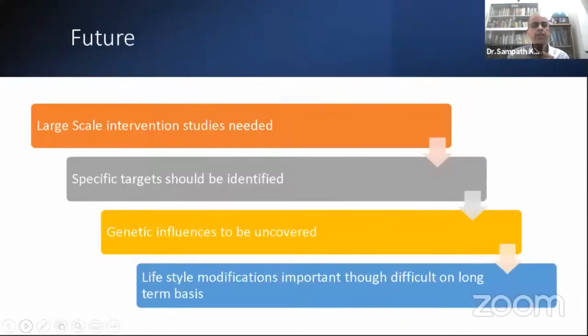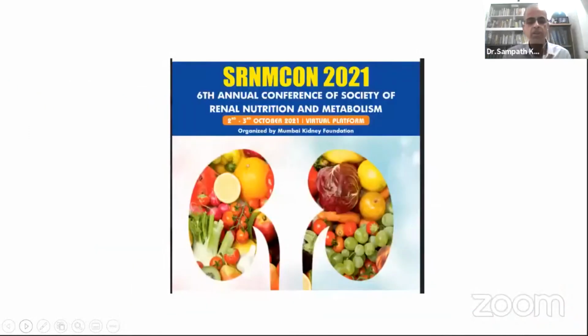For the future, large-scale interventions are needed. Specific targets should be identified, and we need to check what the genetic influences are. In fact, I have done studies on patients with CKD which have shown that genetic polymorphism of the antioxidant systems in CKD could be one of the reasons why these patients are inflamed. Lifestyle modifications are important, though very difficult on a long-term basis. Thank you very much for your patient listening.